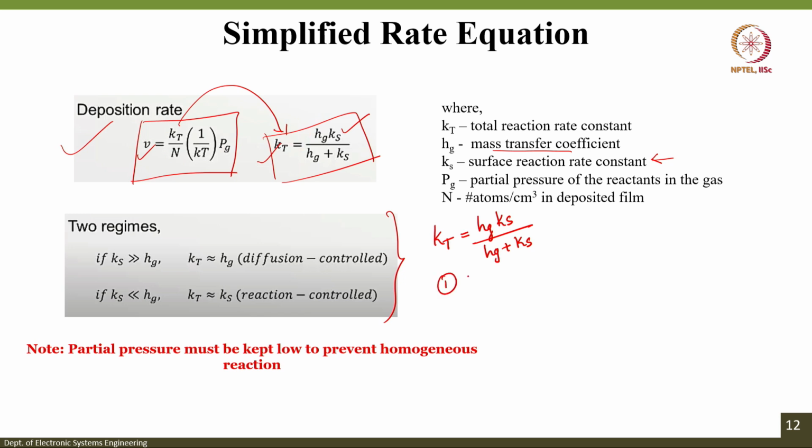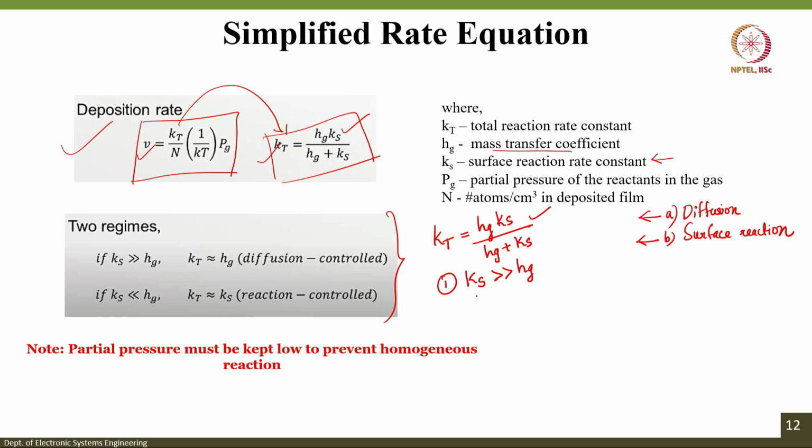So, the first case is when the surface reaction happens at a higher rate than the mass transfer coefficient. In a CVD reactor, you can say that there are basically two steps. First one is diffusion and second one is the surface reaction. These are the two predominant steps that control the entire CVD process. In order to take into account the diffusion process as well as the surface reaction, you have different mathematical terms in the expression for the total reaction rate constant.